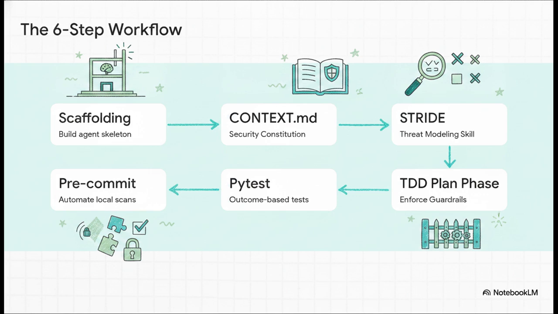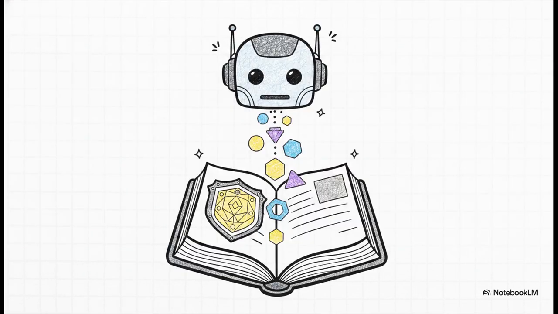Let's zoom in on a few of these steps because they completely flip the script on how AI writes code for us. Step 2 is honestly revolutionary. You just create a simple text file called context.md right in the root of your project. This file effectively acts as the AI's security constitution. The anti-gravity IDE constantly reads this file in the background while you work, which forces the AI coding assistant to automatically conform to your project's specific secure coding standards. You're basically setting the strict ground rules before the AI is even allowed to think about writing a function.